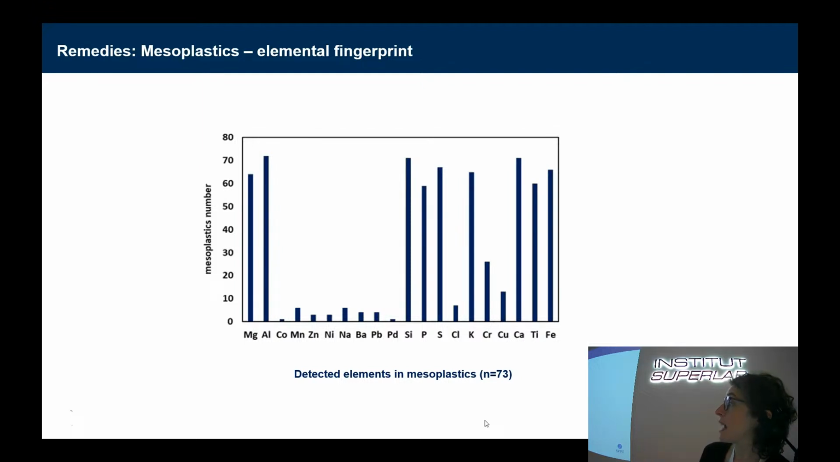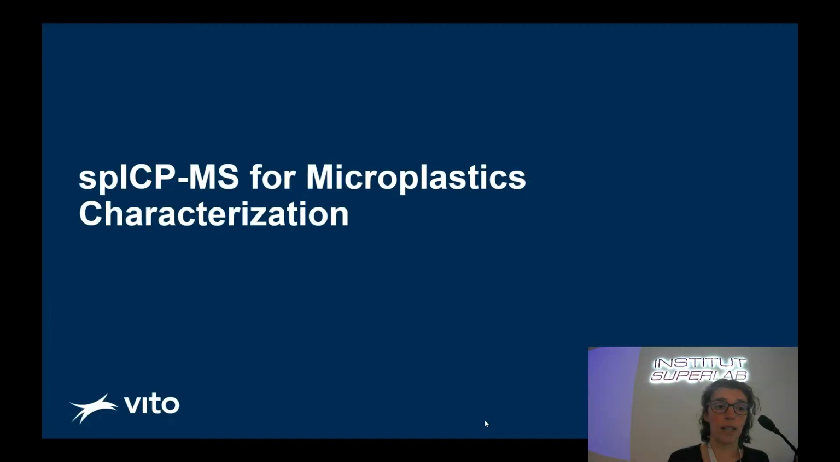in the mesoplastics. Some of them are quite straightforward, such as calcium. Titania is used as an additive and colorant, iron as well. We could also see magnesium and aluminum. So in general, all the elements are the ones that we would expect to be present in the plastics.